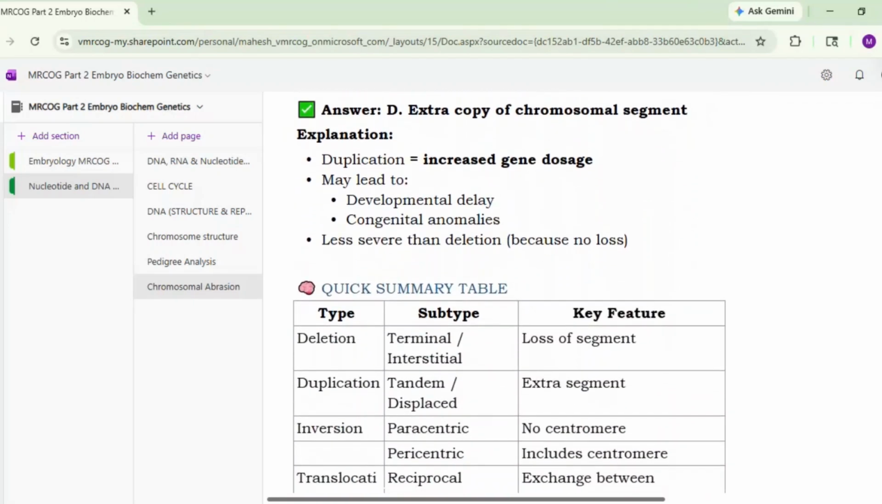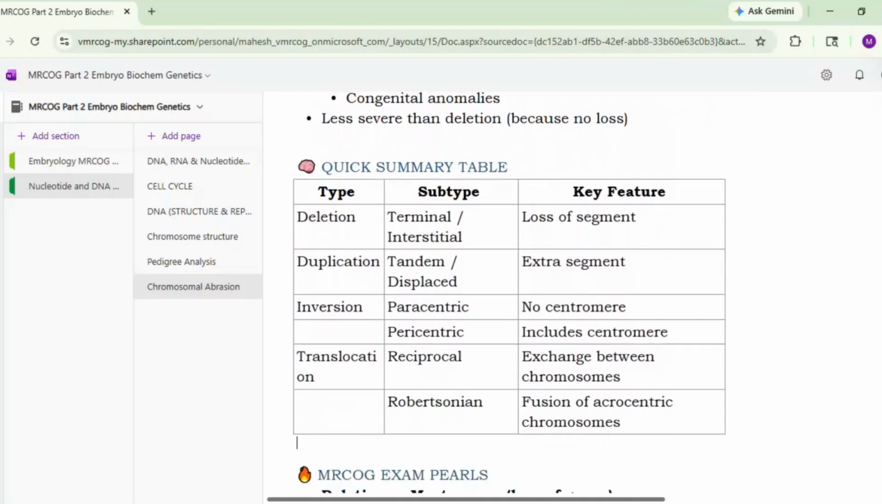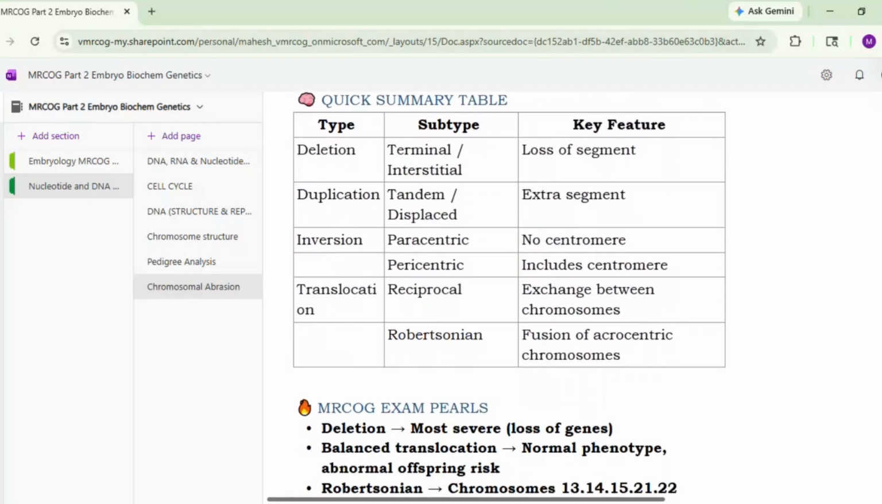So, in summary, deletion may be terminal or interstitial. There is a loss of segment. Duplication may be tandem or displaced. There is an extra segment. In inversion, it may be paracentric or pericentric. In paracentric, the centromere is not involved. In pericentric, it includes the centromere. Translocation, there is a reciprocal translocation where there is exchange between chromosomes. Whereas in Robertsonian, there is a fusion of acrocentric chromosomes.